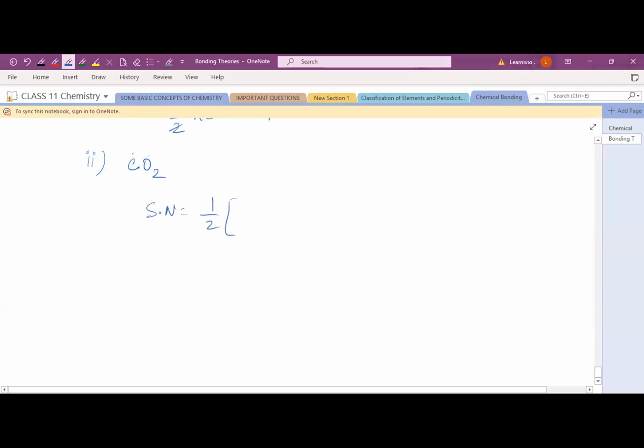So valence electron in carbon. How many valence electrons? 4, right? Plus, what is M? M is the number of monovalent atoms. Now just tell me, what is the surrounding atom in this CO2? Oxygen, right? Two oxygen are attached to the central atom. And now tell me, is oxygen monovalent or divalent?